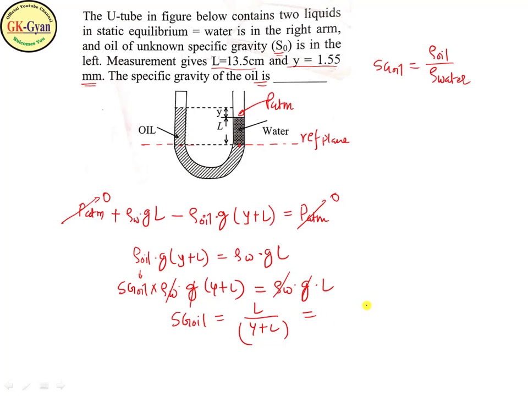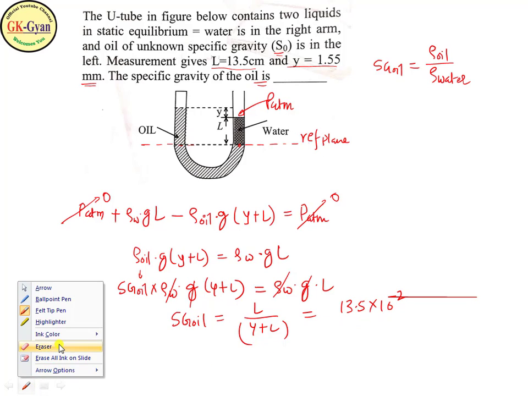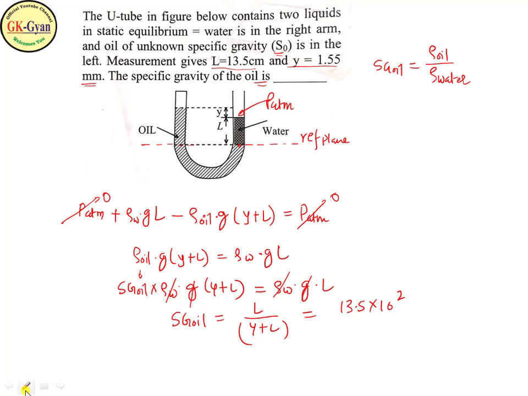What is L? L is given as 13.5 centimeter. So convert it into meters: 13.5 into 10 to the power minus 2.